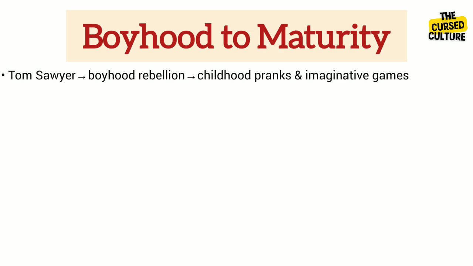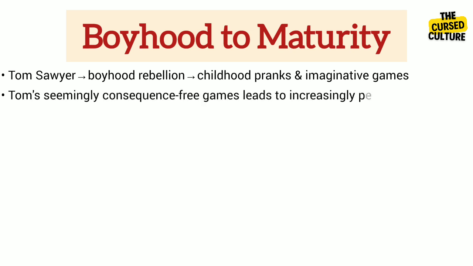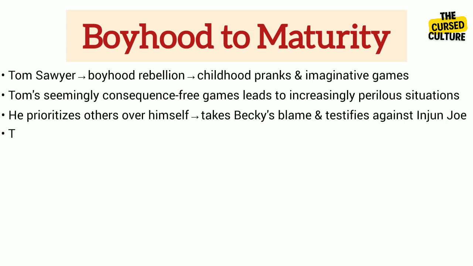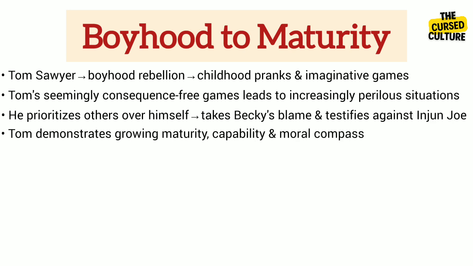As the story unfolds, Tom's seemingly consequence-free games gradually acquire greater significance, leading himself, Joe Harper, Huck, and Becky Thatcher into increasingly perilous situations. Confronted with difficulties requiring prioritizing others over himself, such as taking Becky's punishment and testifying at Injun Joe's trial, Tom demonstrates growing maturity, capability, and moral compass.